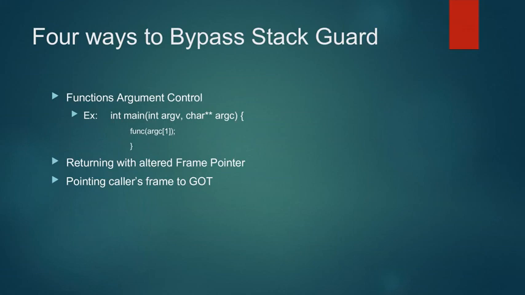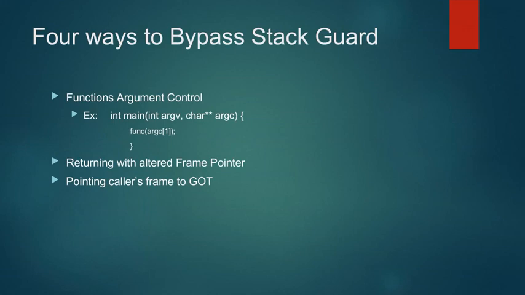3. Pointing caller's frame to GOT. This is the most complicated way. In standard compiled C code, when not using -fomit-frame-pointer, all local variables are accessed relative to the frame pointer. Then, if we have full control over it, we can choose where in memory local variables are placed. This is the trick used.